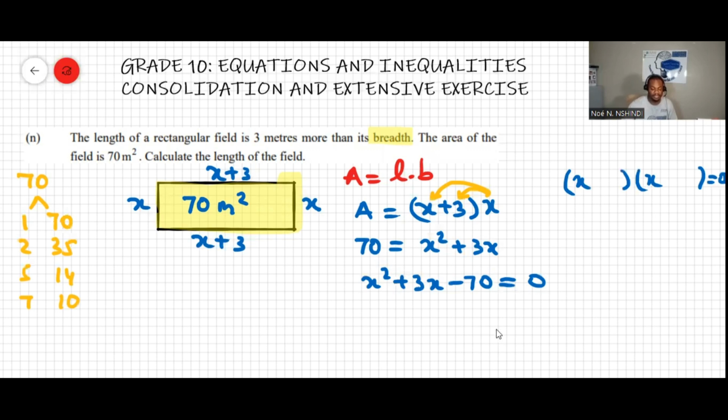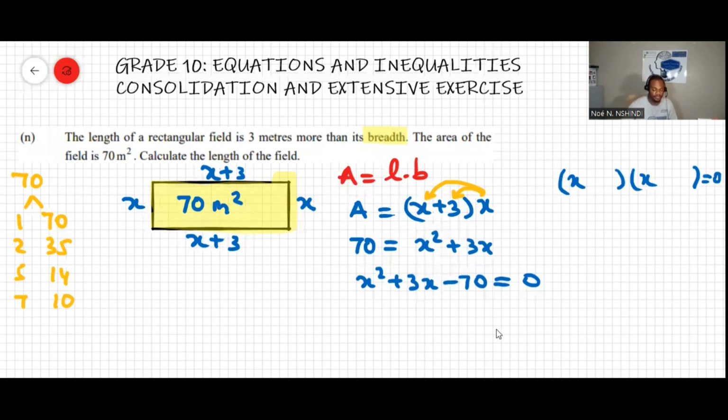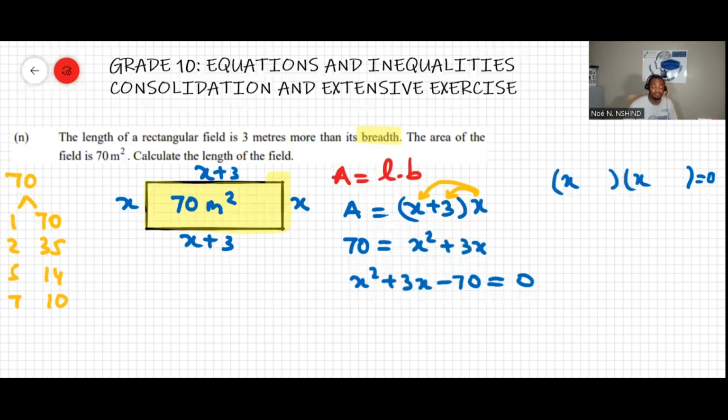of 70 will make positive 3. The factors we can use to make positive 3 are 7 and 10. So this is possible if it's negative 7 and then positive 10. So over here, I can just place in minus 7 and then plus 10.